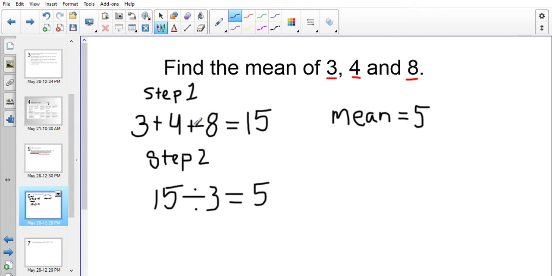What do you think would happen if we decreased a number? What if we turned this 8 into a 6? Well, then we'd have 3 plus 4 plus 6, right? That'd be 13. Again, we're still dividing by the amount of numbers that we have. So 13 divided by 3, well, that'd be 4.3. So our mean would lower. It would go down. The average would decrease.